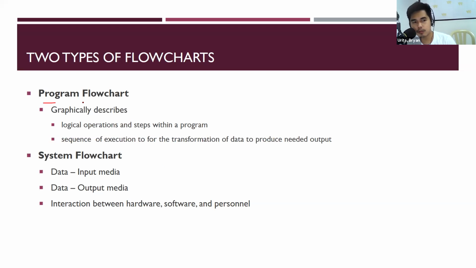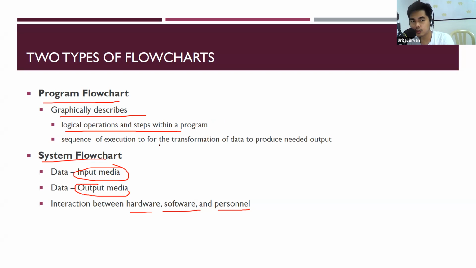Now, we have two types, program flowchart and system flowchart. Well, the only difference is that in the system flowchart, we have input and output. Okay? Of course, these are interconnections of hardware, software, and the personnel. How is the output displayed? We receive input, we process the input, and then it will give us an output. While for the program flowchart, well, it graphically describes logical operations and steps within a program. Also, the sequence of execution to form the transformation of data to produce needed output. Okay.